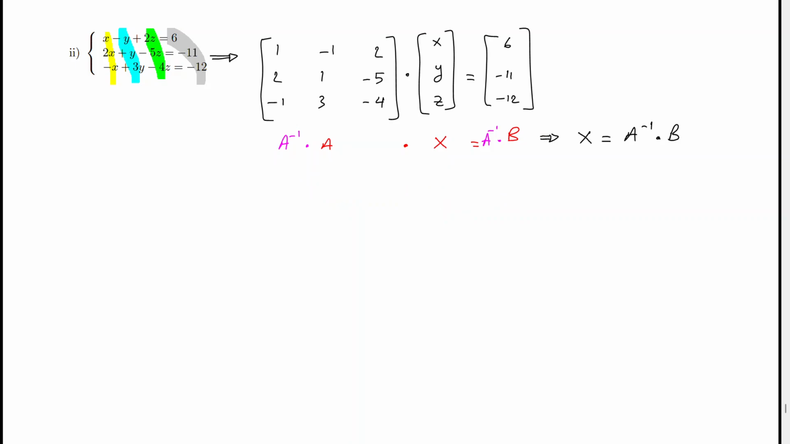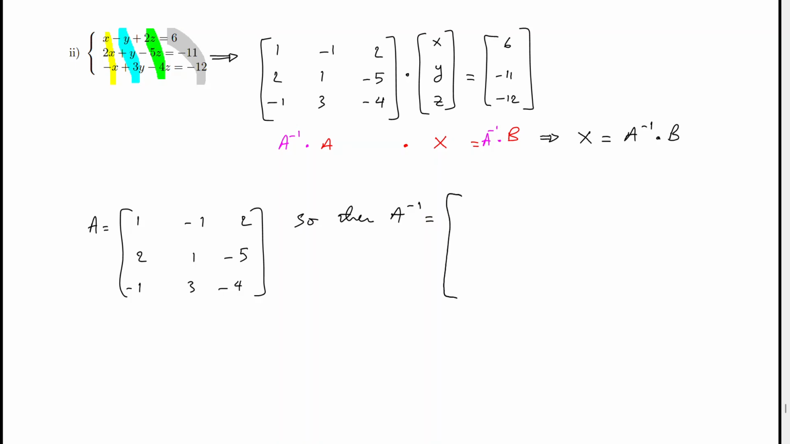So the difference between this one and the previous one is just it's a 3 by 3 matrix, so we have to be a little bit more careful typing it in. But let's go ahead and use our calculator to find the product of A inverse and B. So first of all, I'm going to write A is 1, negative 1, 2, 2, 1, negative 5, negative 1, 3, and negative 4. That's the matrix A, the original A. So then what is the A inverse going to be? It's a good idea to always write this down, especially because your homework will ask you for the A inverse. And so let's go ahead and search for it using our TI calculator.